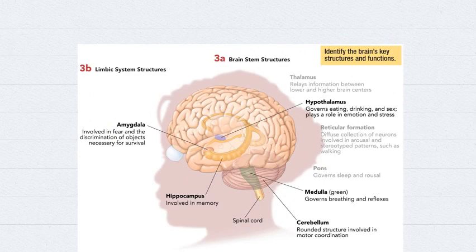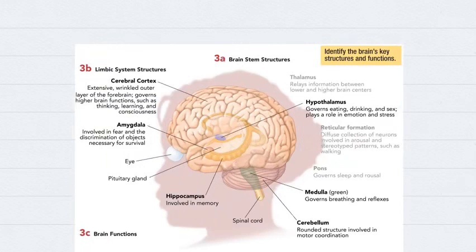Makita natin dito, included dito yung may connection sa emotions natin and our temperament, attitude. So amygdala, involved in fear and discrimination of objects necessary for survival. The hippocampus is involved in memory, no? Cerebellum, for motor coordination, part pa rin siya ng limbic. Medulla, same. And the hypothalamus that governs eating, drinking, and sex and plays a role in emotion and stress. Okay, so yan yung major parts ng limbic system.